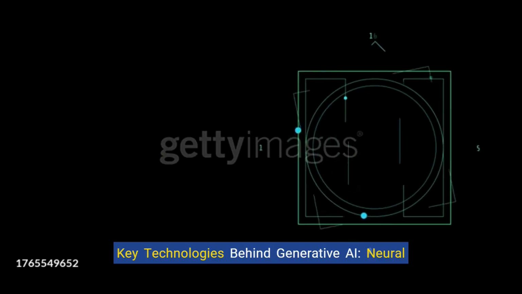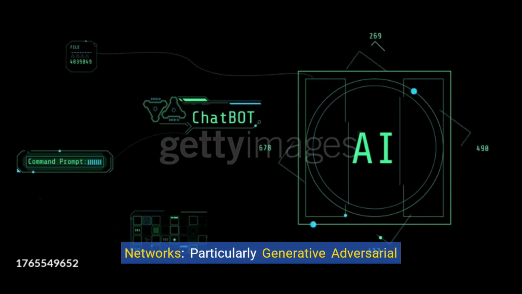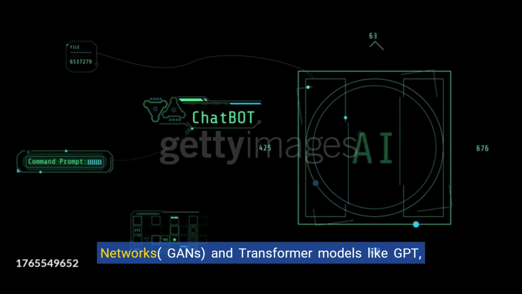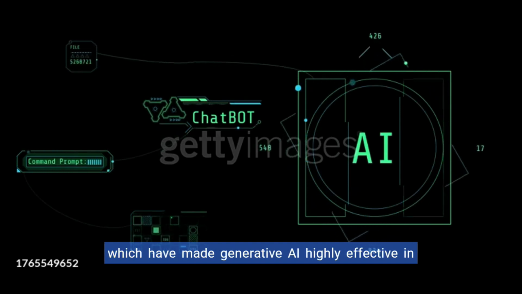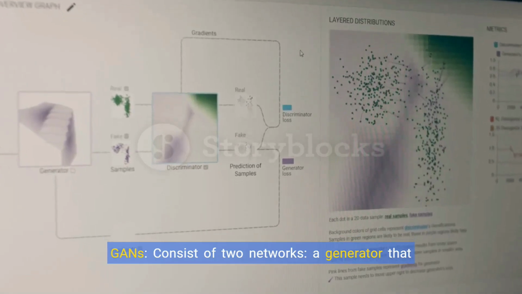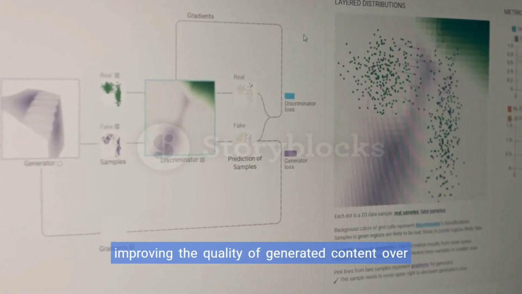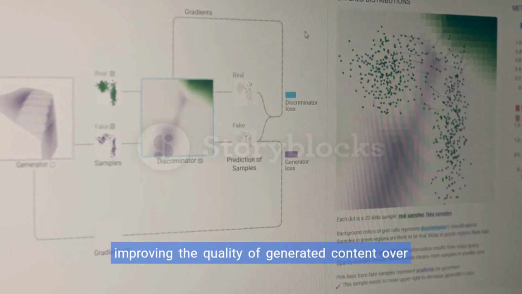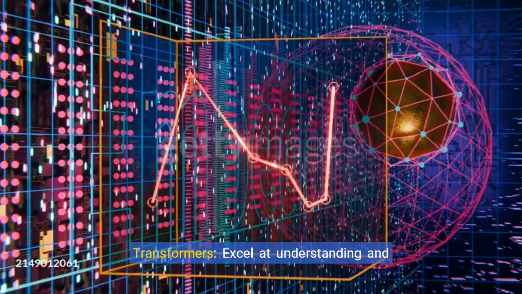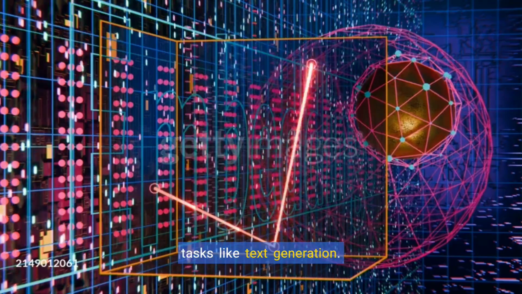Key technologies behind generative AI: neural networks, particularly generative adversarial networks, GANs, and transformer models like GPT, which have made generative AI highly effective in recent years. GANs consist of two networks: a generator that creates data and a discriminator that evaluates it, improving the quality of generated content over time. Transformers, on the other hand, excel at understanding and generating sequential data, making them ideal for tasks like text generation.